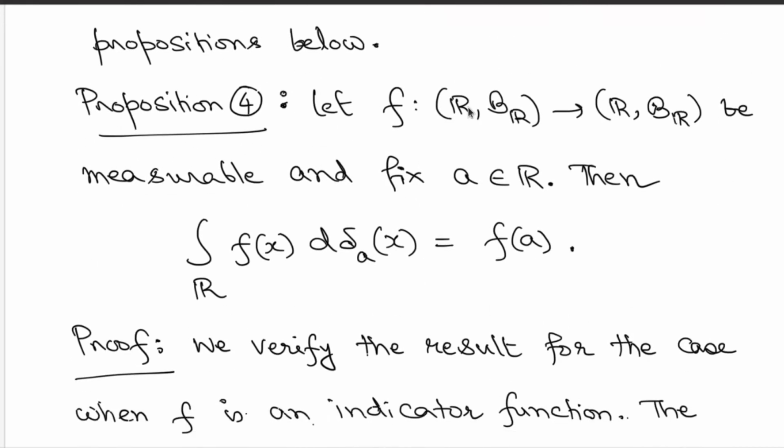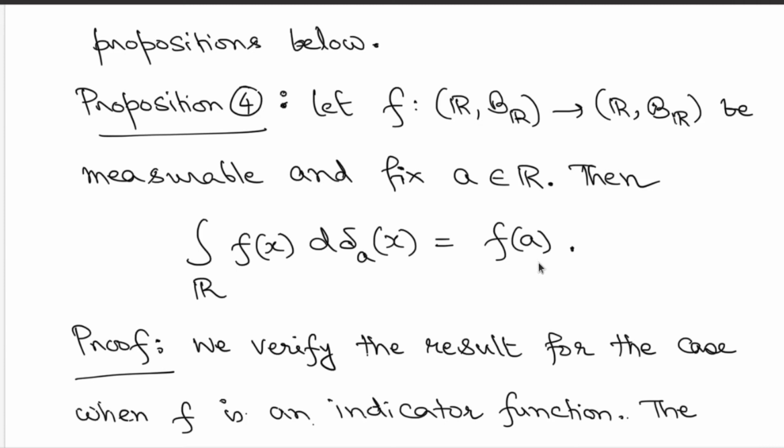Alright, so let's start with any measurable function defined on the real line. Here we are talking about real valued measurable functions defined on the real line. So what do we want to do? We want to first look at the integration of any such measurable function f with respect to a Dirac measure. So choose a point A in the real line and look at the Dirac measure supported at the point A. Then we claim that the integration of this measurable function with respect to the Dirac measure is nothing but the evaluation of the function at the point A.